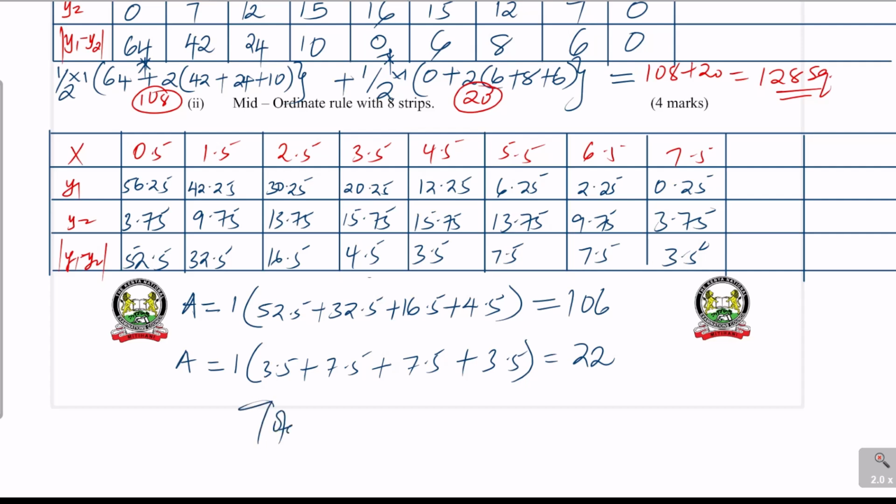Therefore, the total area is given by adding 106 plus 22, and you get 128 square units. So that is simply how you are supposed to solve that question using the Midordinate rule and the Trapezoidal rule.